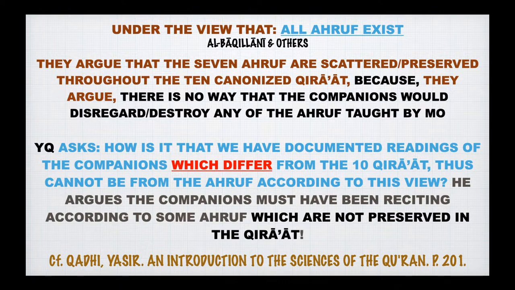How can that be? So he's kind of working on the assumption here that if the companions are going to be reciting anything, they're going to be reciting something from the 7 ahruf. But this view says that all the 7 ahruf still exist today. But he's like, well, wait a minute. We have companion codices in the literature where we know that they recited things differently than we have today. So it can't be the case that all of the ahruf are preserved in the qira'at. And we're going to give you some examples of that.